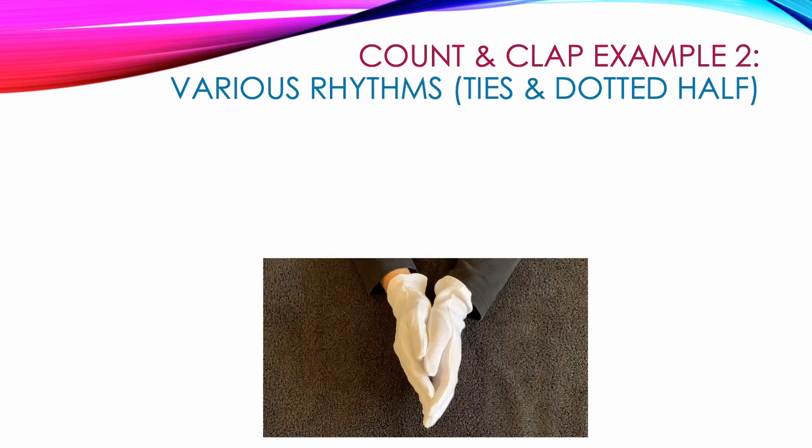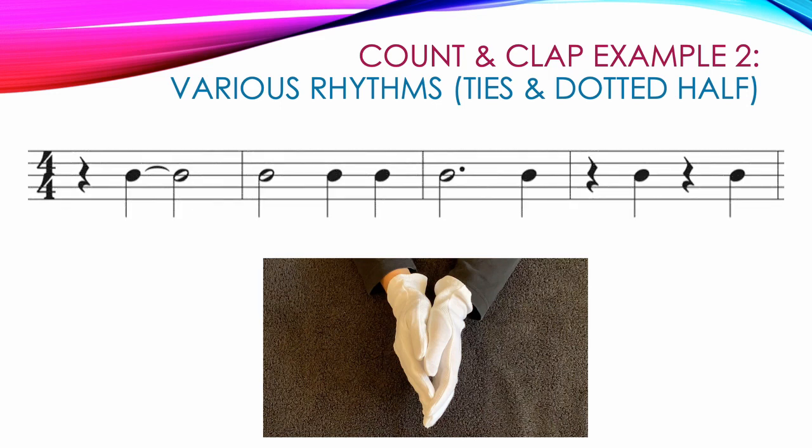Let's look at a second example. Example number 2 starts with a quarter rest, so we say 1 with our hands apart. The quarter rest is followed by a quarter note tied to a half note. So we're going to start with a clap and count on 2, keep our hands together, and continue counting the rest of the notes, 3, 4. 2, 3, 4. 1 longer note.